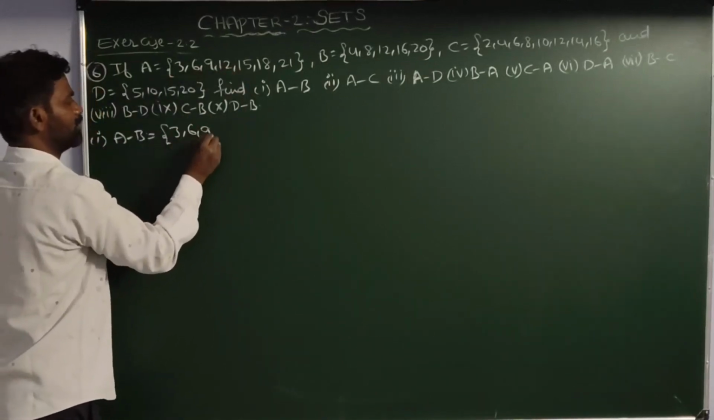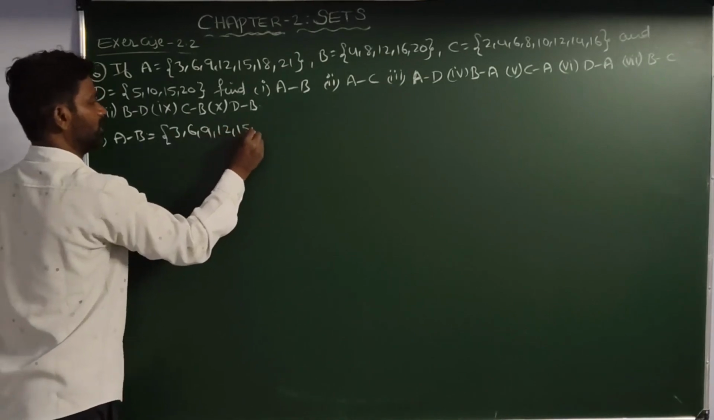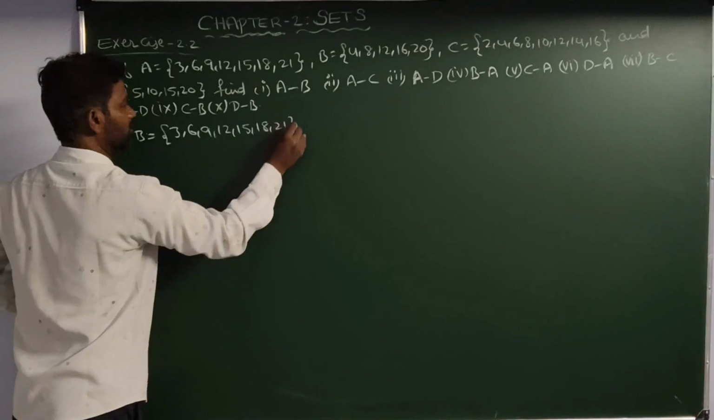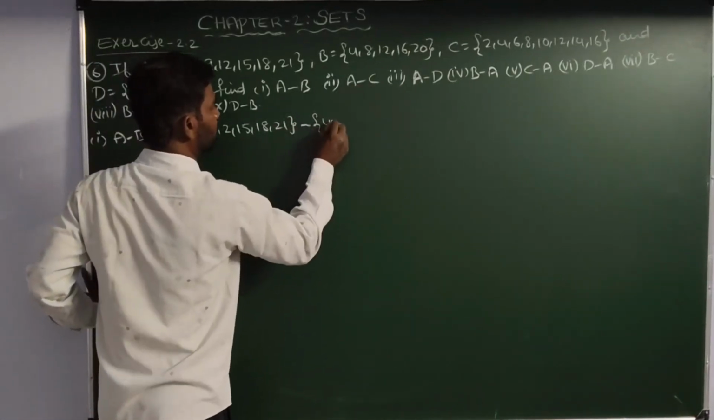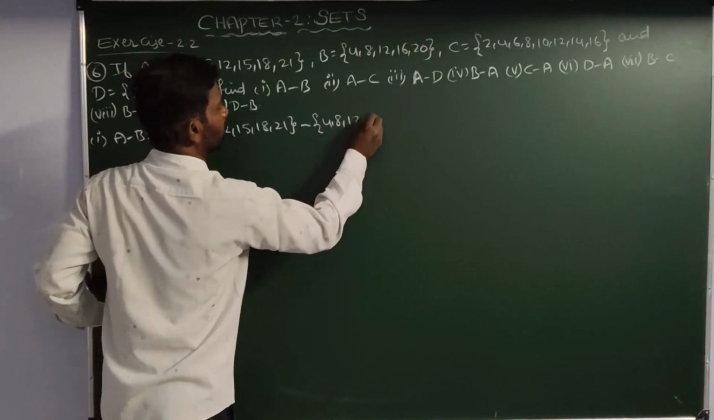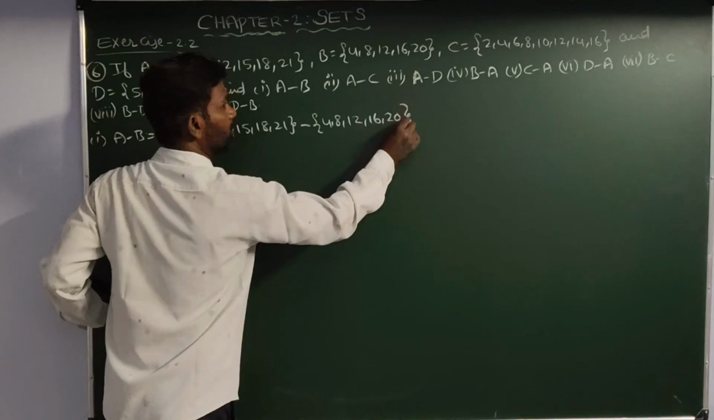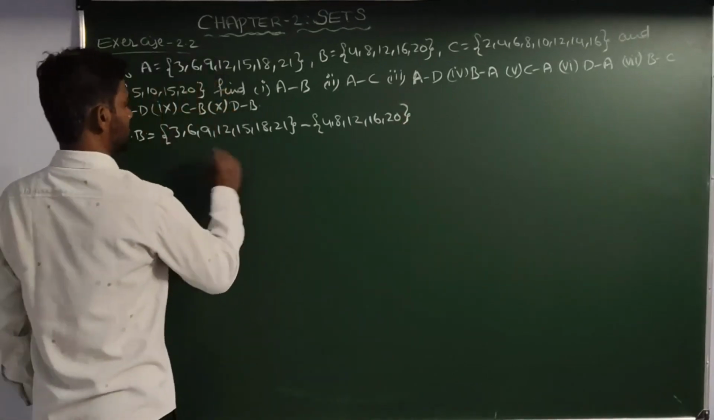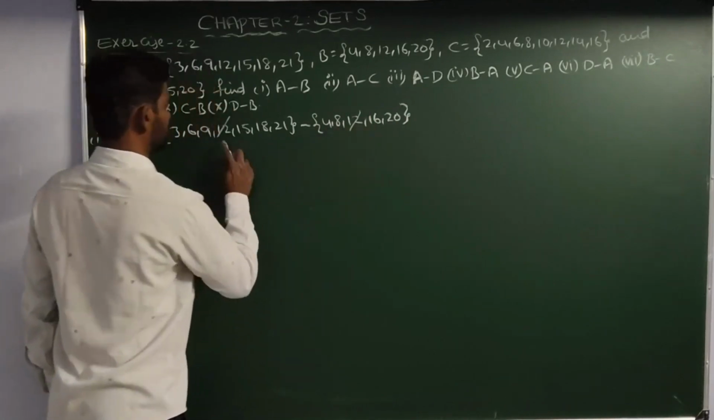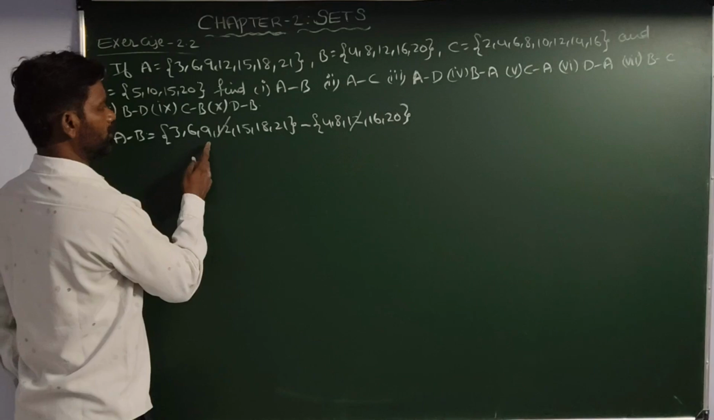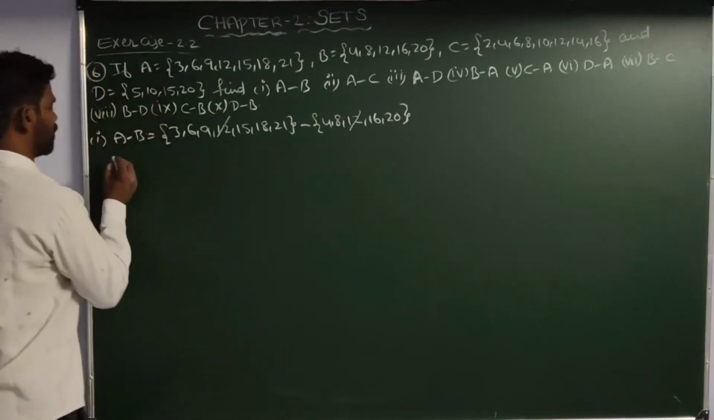3, 6, 9, 12, 15, 18, 21 minus B. B elements are 4, 8, 12, 16, 20. Next, what are the common elements in this 12 and 12? Only 12 is the common element, I think. Yes, only 12 is the common element.